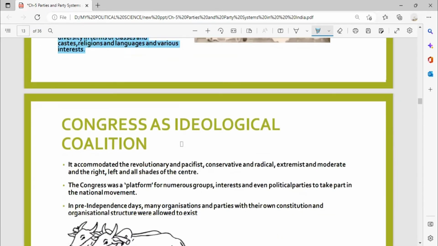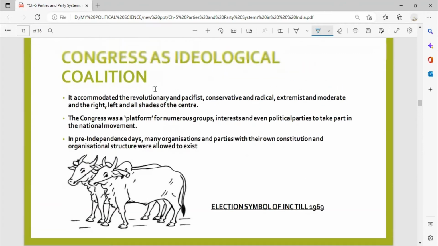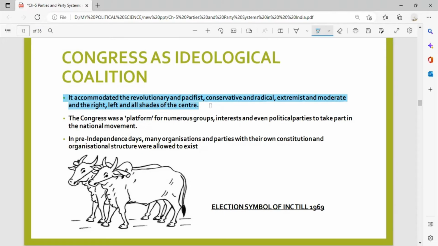Why was it an ideological coalition? We need to understand that the Congress accommodated the revolutionary and pacifist, conservative and radical, extremist and moderate, the right and left, and all shades of the center. What did I say? That it had a wide base, a wide variety of people. On one side, we have people who had revolutionary ideas. On the other side, there were pacifists, conservatives, radicals also, extremists, moderates, right, left, all shades were there. So the Congress was a platform for numerous groups, interests, and even political parties to take part in the national movement. For several years, several political parties acted under the Congress only.